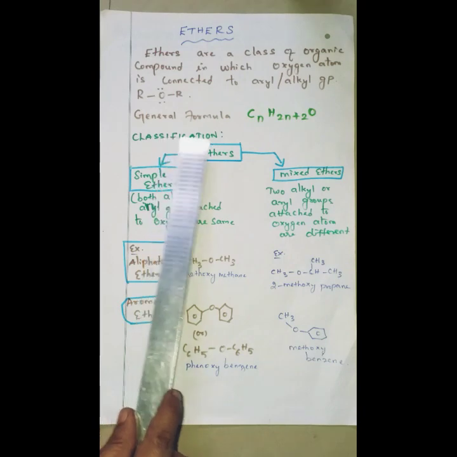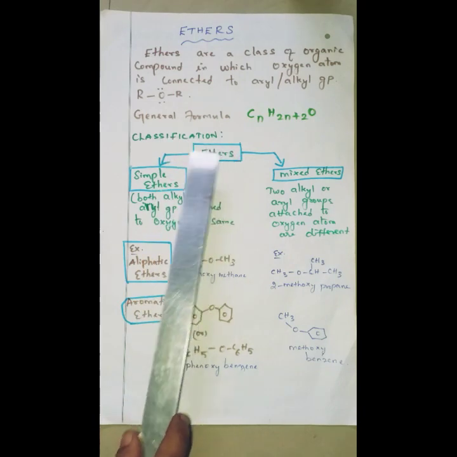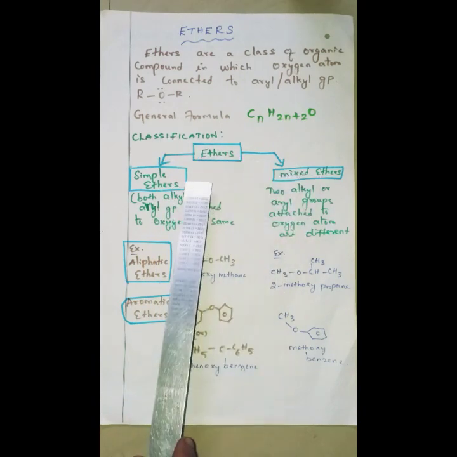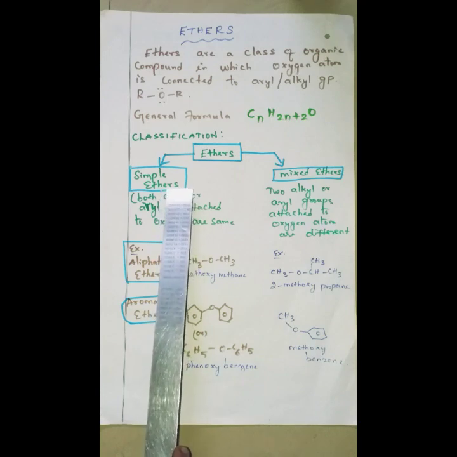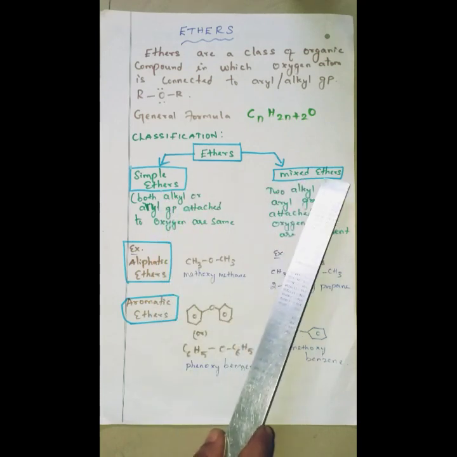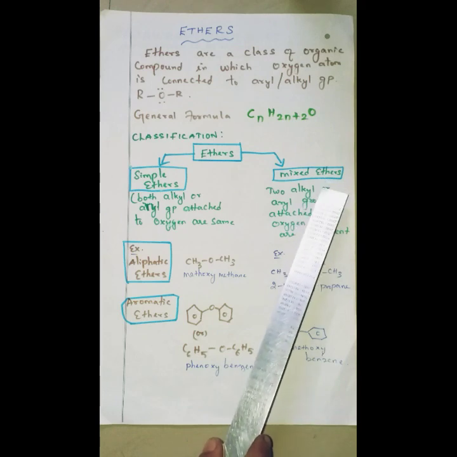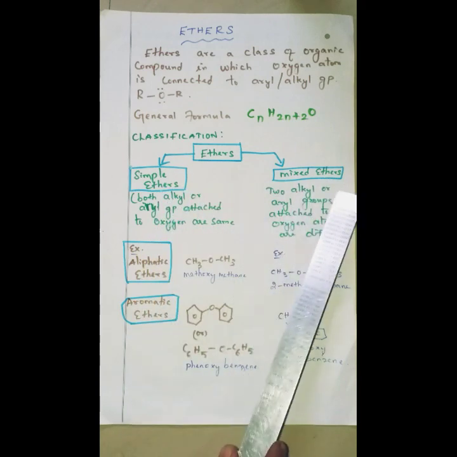Now coming to the classification of ethers. Ethers may be divided into 2 types. One is simple ether or symmetric ether, and the other is mixed ether or asymmetric ether. So simple ether, mixed ether.